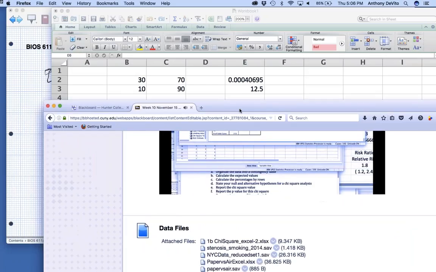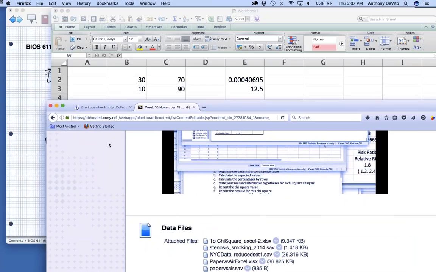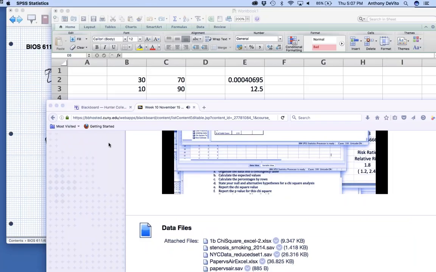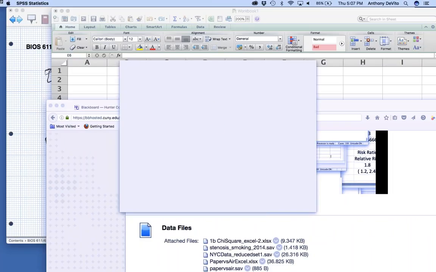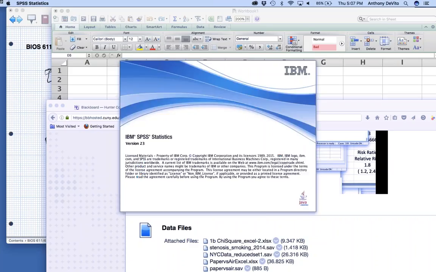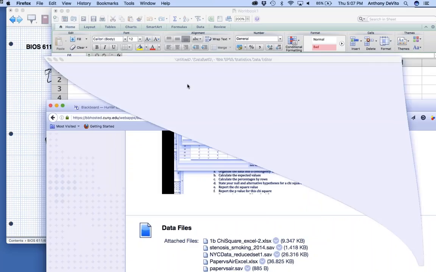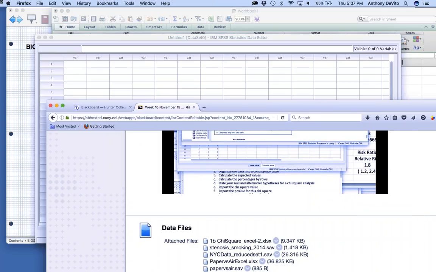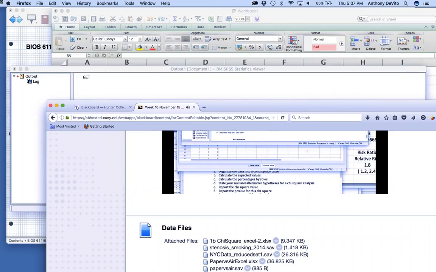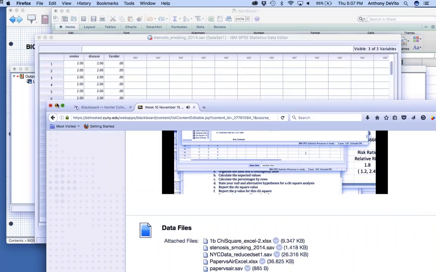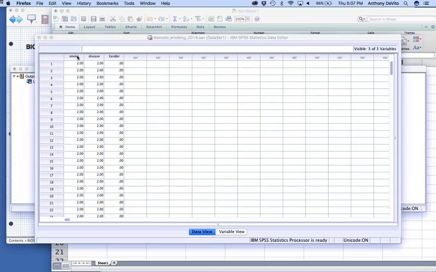Stenosis and smoking. You guys know what stenosis is, right? It's narrowing of the coronary arteries. When they open it up, they put in a stent. I guess it comes from Greek or something. Okay, hopefully the data is there. Here we go. Okay, so here we have some data.